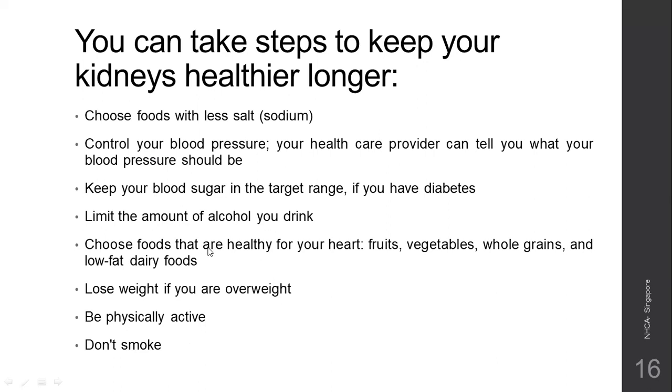Control your blood pressure. This is only for people who already suffer from hypertension or cardiovascular diseases. Your healthcare provider can tell you what your blood pressure should be. Okay. Keep your blood sugar levels in the target range if you have diabetes. Limit the amount of alcohol that you drink if you are alcoholic. Limiting the alcohol or even trying to stay away from alcohol is good for your health in the long run. Choose foods that are healthy for your heart, like fresh fruits, vegetables, whole grains, low fat dairy food, low fat food. Okay, completely avoid trans fat, saturated fat as much as possible.